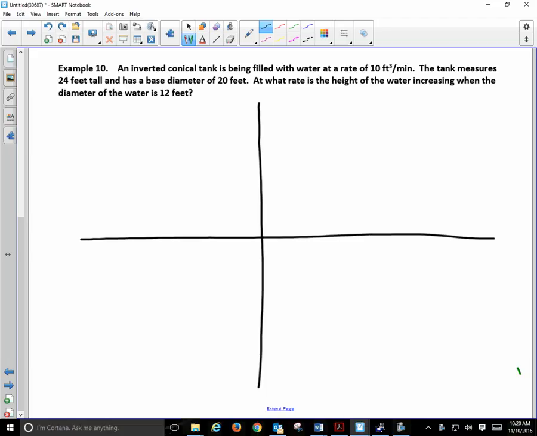Okay, if you tried to work through problem number 8 yesterday, this is very similar to problem number 8. An inverted conical tank is being filled with water. The tank is 24 feet tall.